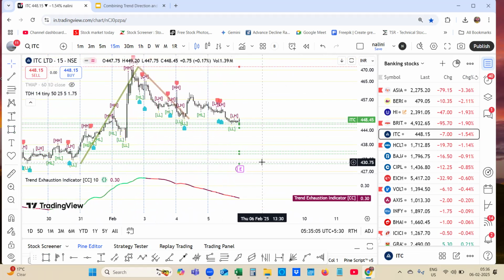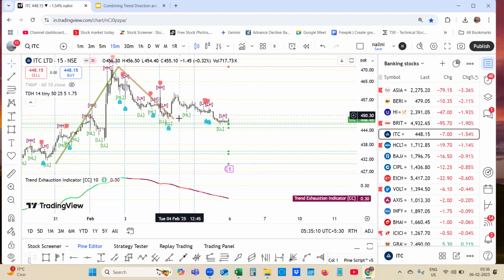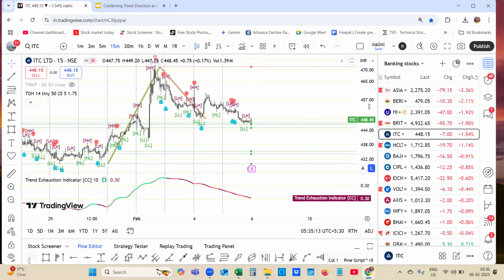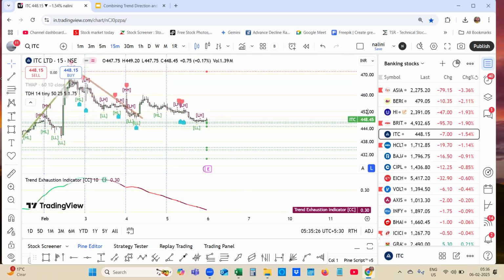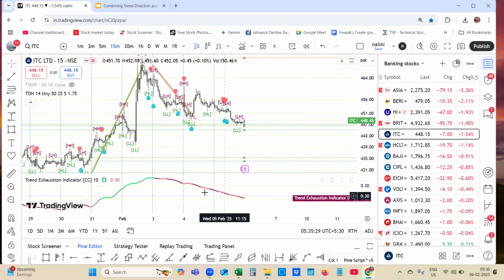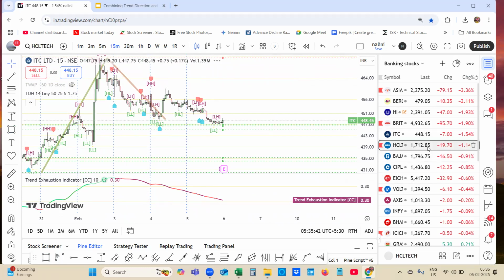If we come to ITC, ITC is coming down. We need to see whether there is any trend exhaustion. Trend has started from here to here, so ITC is coming to this range. Here we have to look for, if it is confusing, you can go and look at RSI for confirmation. Still the trend is down, so this is not the stock ready for that.